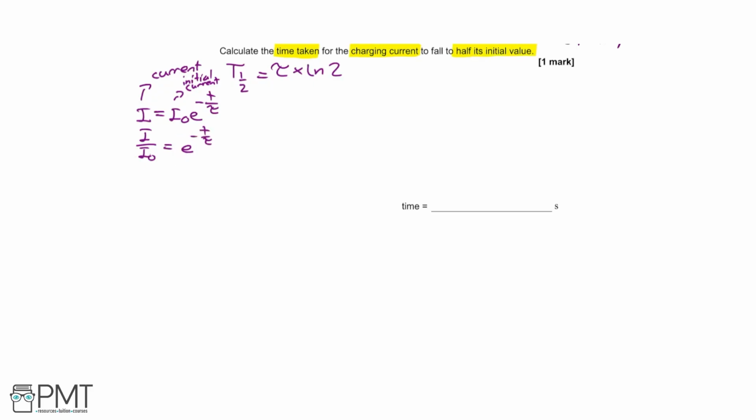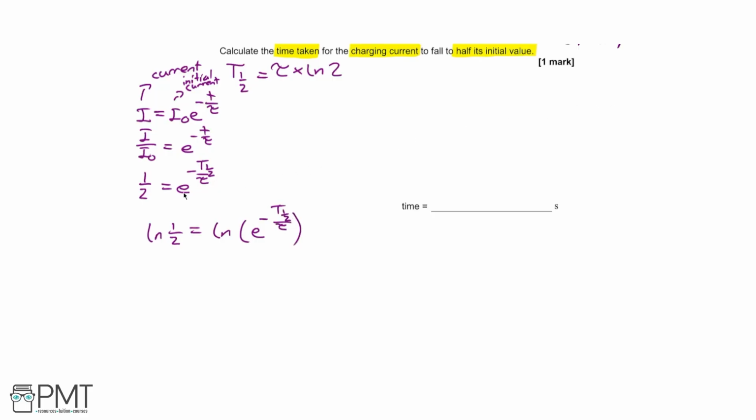So setting the time equal to the half-life and I divided by I0 to be a half, because that's what we're interested in this question, we would get the value a half is equal to e to the minus t half divided by tau. We can then take logarithms of both sides. So we take the natural logarithm, which gives us the natural logarithm of a half is equal to the natural logarithm of e to the minus t half divided by tau.